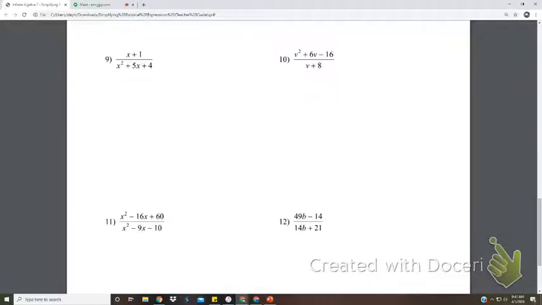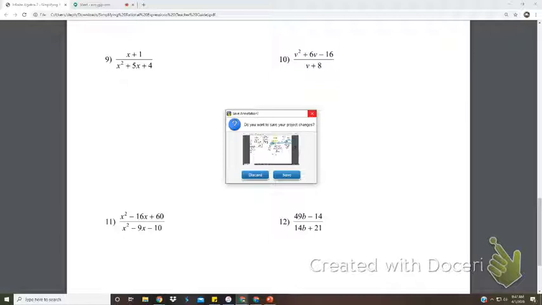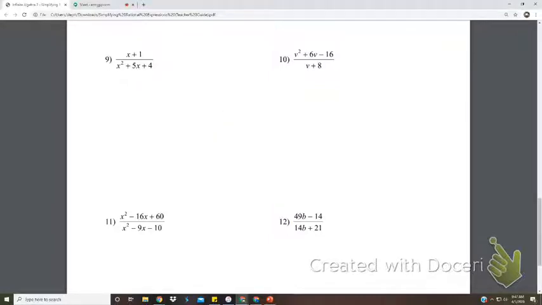Okay, so in 9, 10, 11, and 12, let's go ahead and start with number 9. Number 9 was the example from earlier. We're going to start by finding our excluded values. So we're going to take the denominator, x squared plus 5x plus 4, which cannot equal 0. To solve this equation, I'm going to start by factoring it.